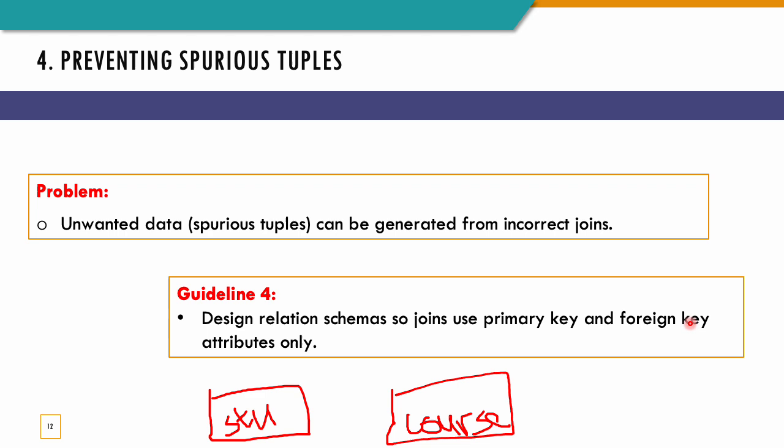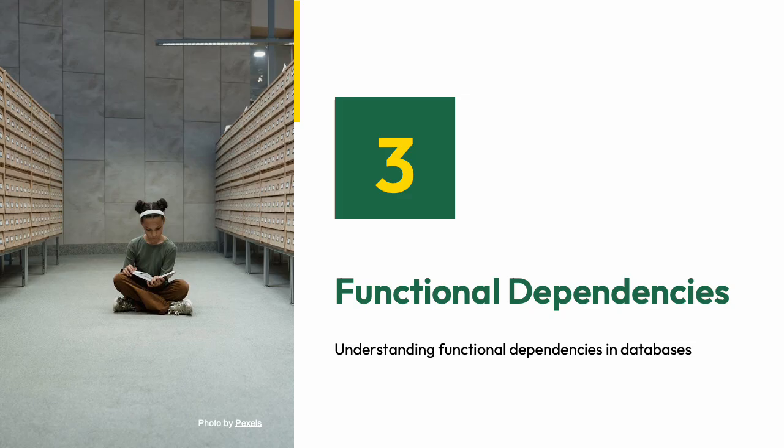Okay, so in practice, if your tables are designed well and have proper keys, the database can ensure that joins result in clean and correct data without unwanted rows. All right. So let's move on to the next.